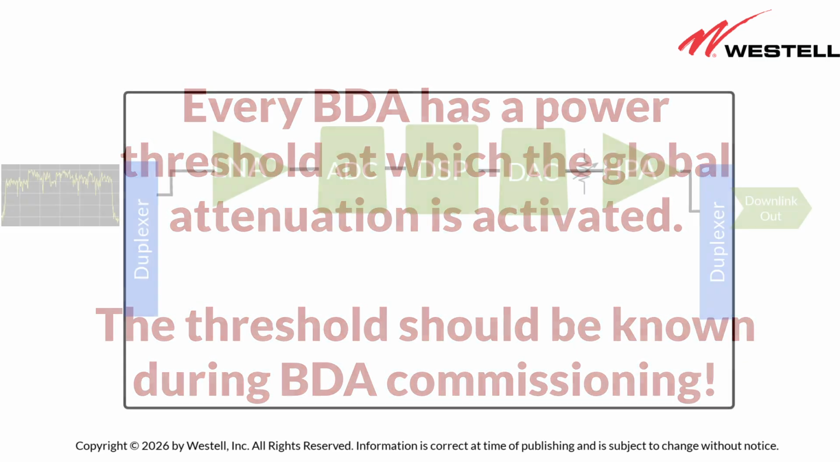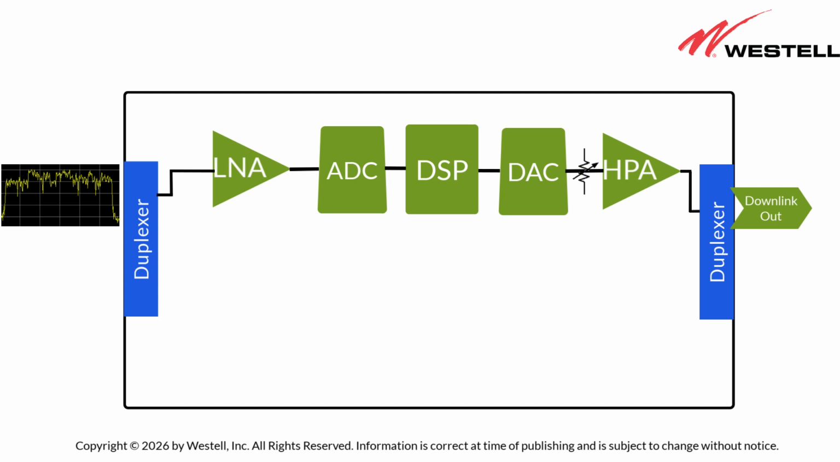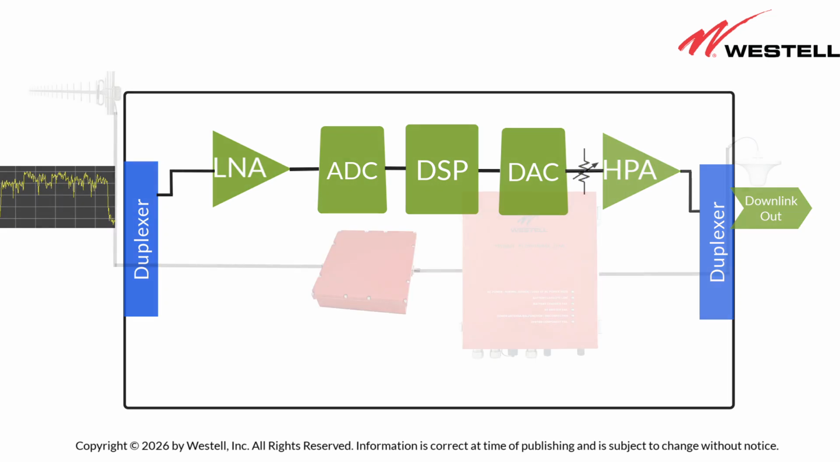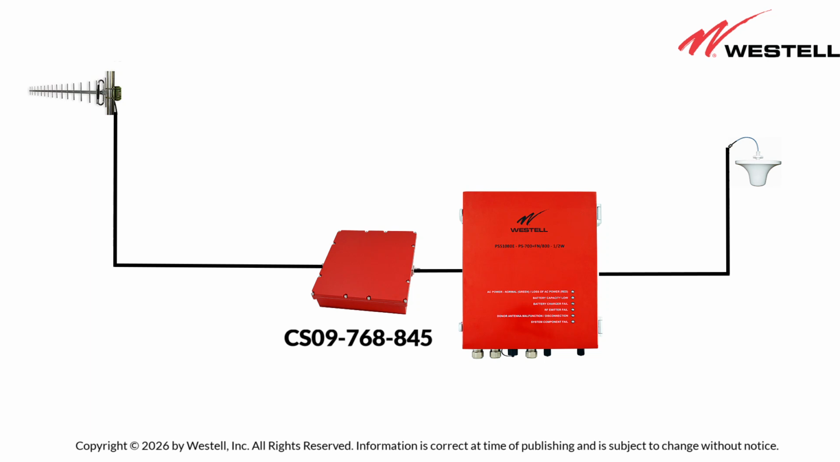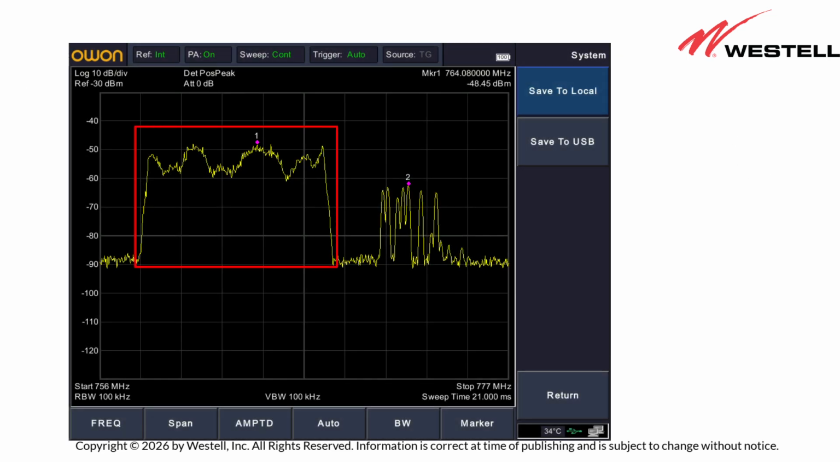A solution to prevent this additional attenuation is to block the wideband signal from entering the BDA's donor port. This is accomplished with a filter specifically engineered for this task. It is typically placed next to the BDA in the equipment room and cabled between the donor antenna and the BDA. Here is a spectrum analyzer screenshot of a wideband FirstNet signal.